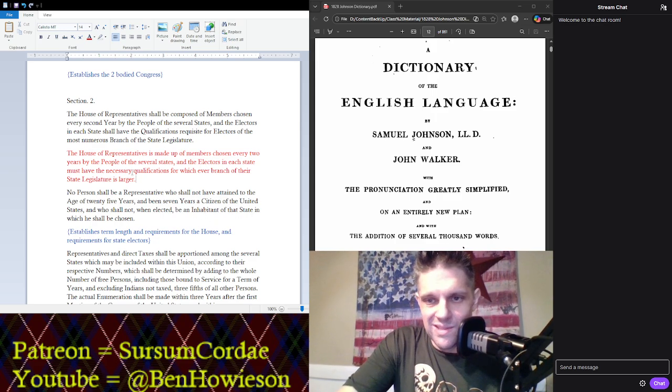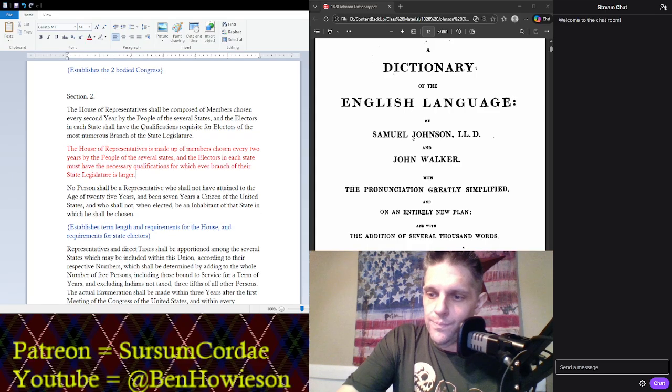So, not too bad, not too different. We got rid of requisite qualifications for the most numerous branch of state legislature. So, electors in each state must have necessary qualifications for whichever branch of their state legislature is larger. Easy to understand. It's always going to be the House now, in this case, because you're never going to have less than 2 people, really, as a House member for your entire state on the federal level.